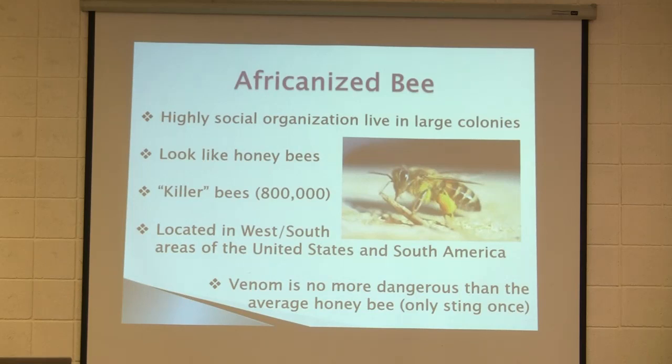They're located now in the United States, in the West and in the South, and in South America. They'll never make it to Kansas because we have too cold of winters. Now, eventually, if we keep on warming up, they will make it to Kansas, but they can't stand the cold winters. Their venom is no more dangerous than the average honeybee. And they only sting once because they have barbed stingers. So when the stinger goes into your skin, when they pull it out, it pulls their body apart. So they do only sting once.